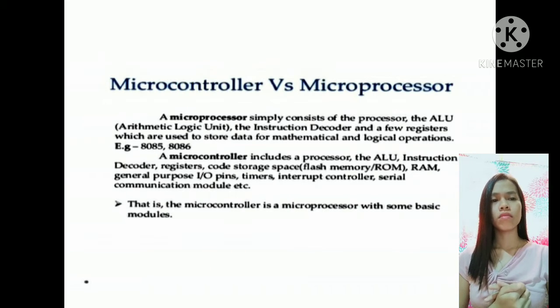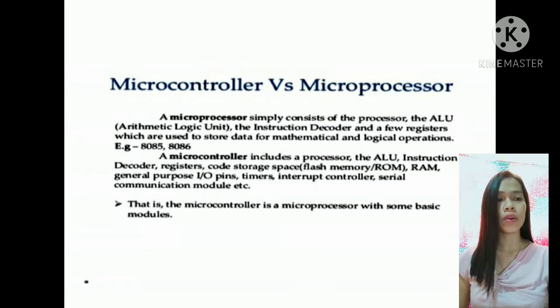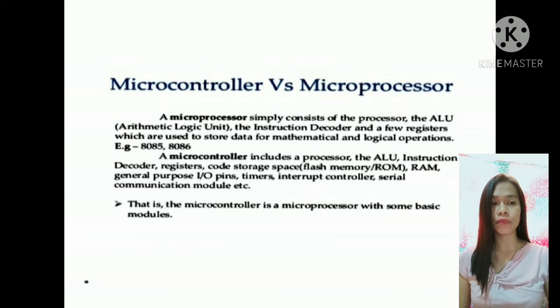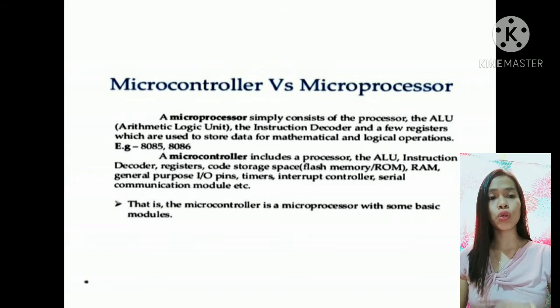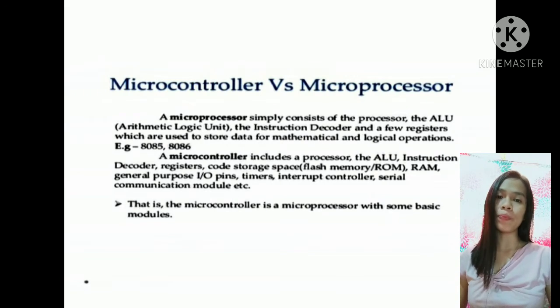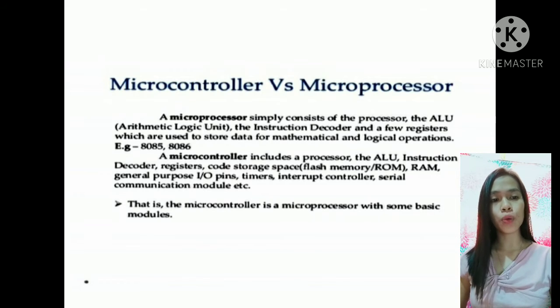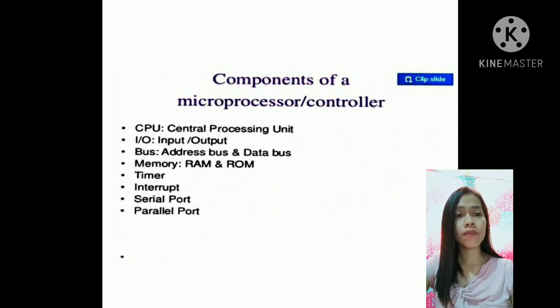So the microcontroller versus microprocessor. The microprocessor assembly consists of the processor, the ALU or arithmetic logic unit, the instruction decoder, and a few registers which are used to store data for mathematical and logical operations. A microcontroller includes a processor, the ALU, instruction decoder, registers, code storage space, flash memory or RAM, general purpose I/O pins, timers, interrupt controller, and serial communication module. So we have the components of a microprocessor and controller.